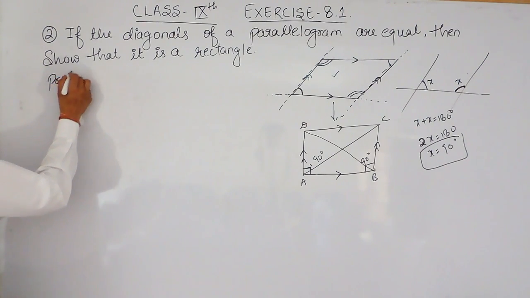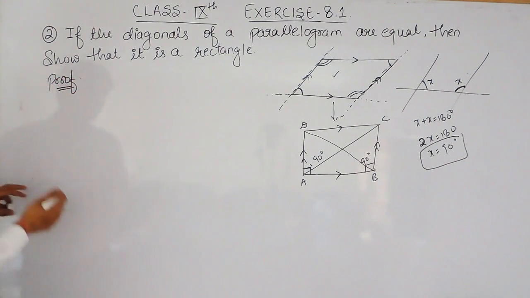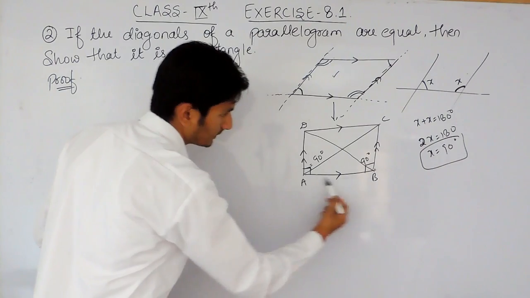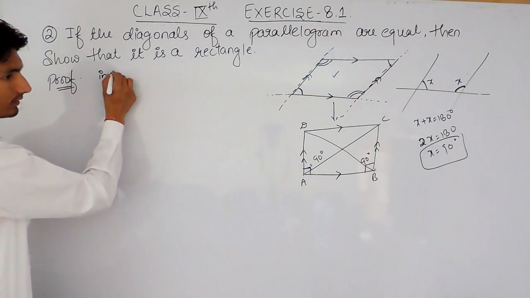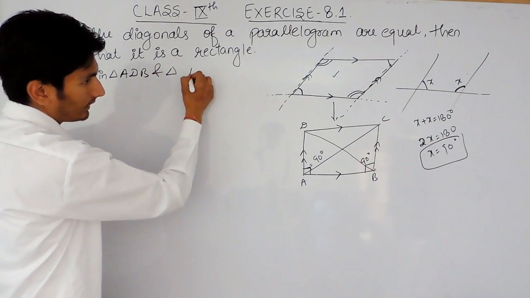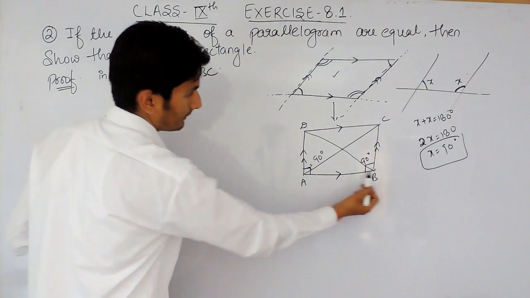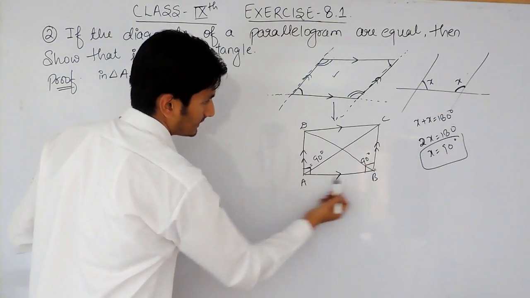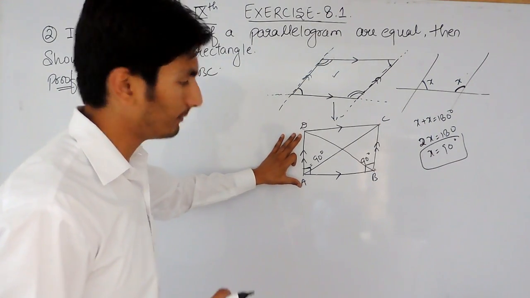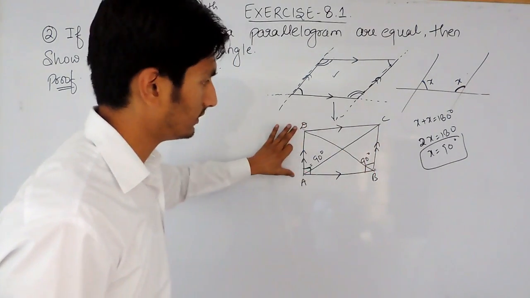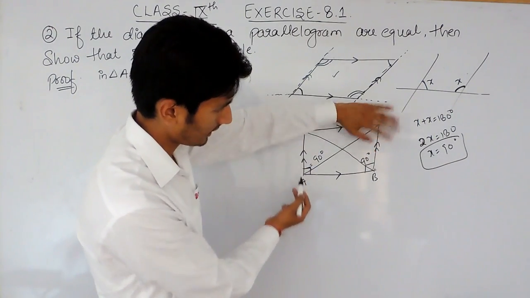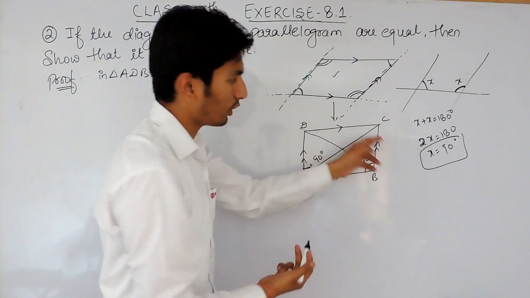We are directly proving this. First of all, we have to prove that these two triangles are congruent. That is, triangle ADB and triangle ABC. In both the triangles, it is already given that this is a parallelogram, means its opposite sides must be equal. So this side of this triangle and this side of this triangle are already equal.